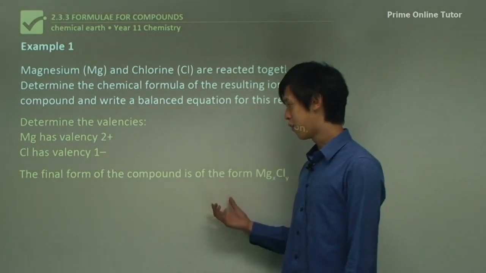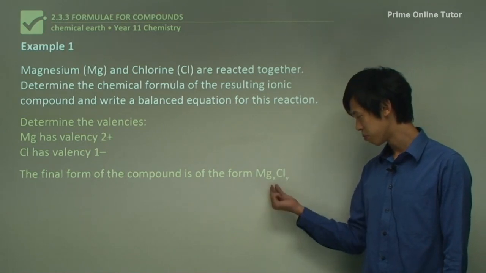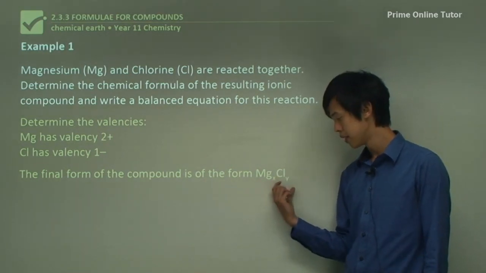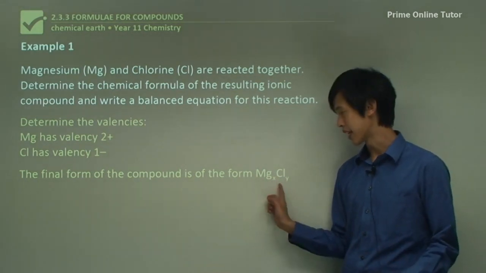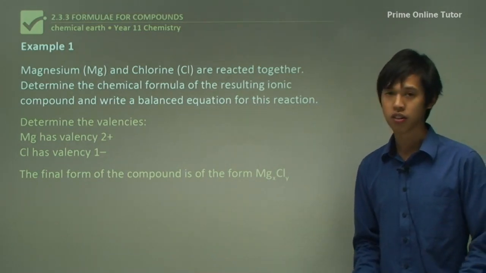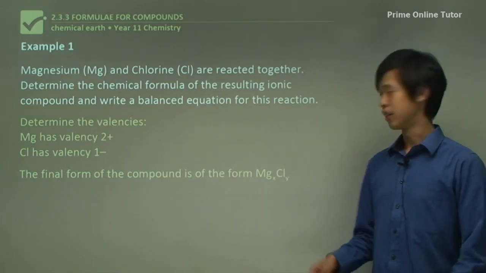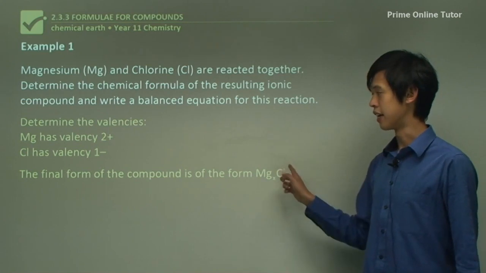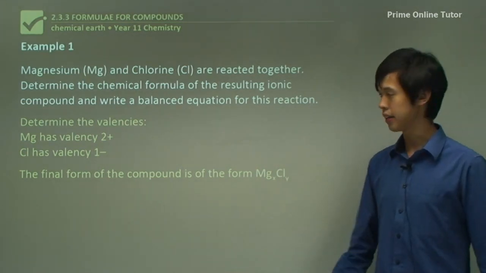Okay, and the final form of the compound is magnesium with some number of magnesium atoms and some number of chlorine atoms combined together. Okay, and we need to figure out what X and Y are. So is it Mg2Cl1, or is it Mg5Cl50, or is it MgCl, just 1 and 1? That's our job to figure this out. And that electrically neutral part is how we'll work this out.